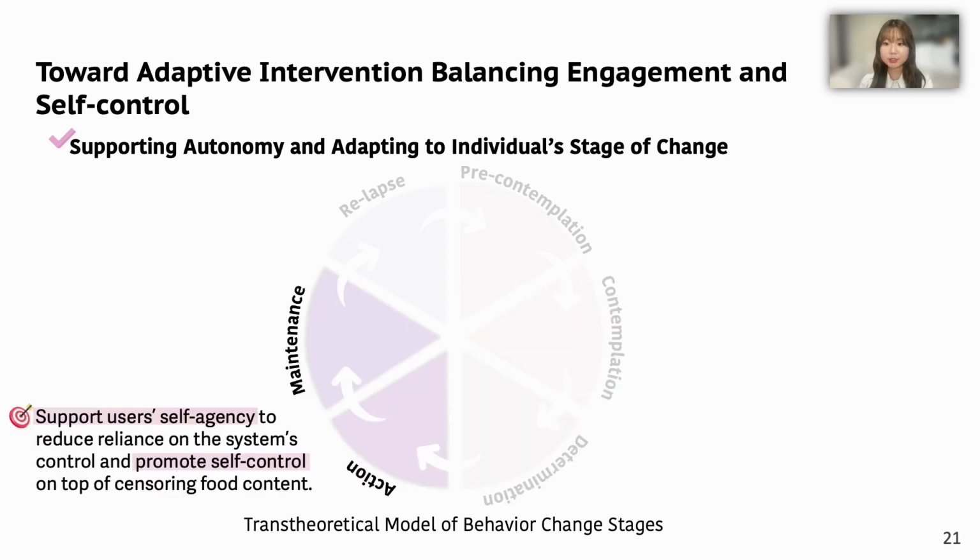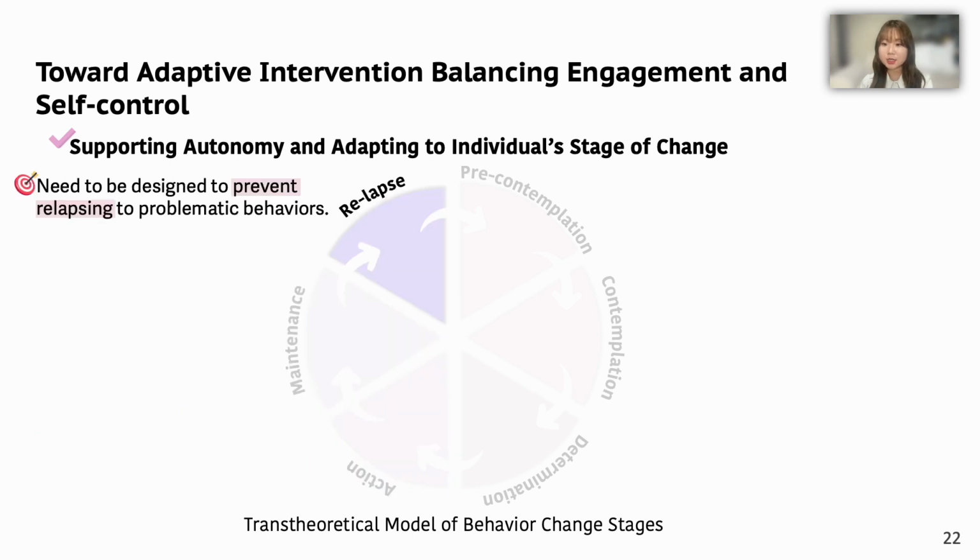During the action and maintenance stages, FoodCensor could undergo further refinement by reducing the frequency of interventions. This approach aims to assist users in gradually reducing their reliance on external control systems and fostering the development of self-control. And as the stages of change are cyclic, features that help prevent individuals from relapsing into problematic behaviors are essential.